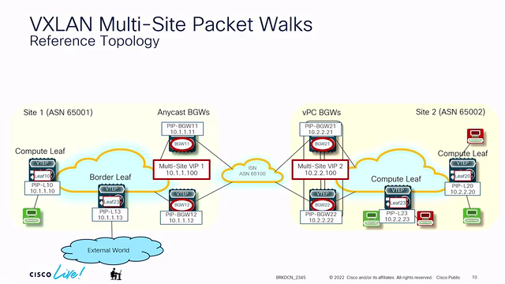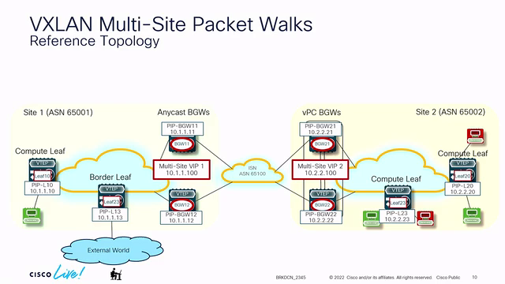For the sake and purpose of the packet walk, it makes absolutely no difference if I have Anycast border gateway or VPC border gateway, right? And so that's why I put the two flavors there, to show you that it makes absolutely no difference, okay? So that's the topology of reference.